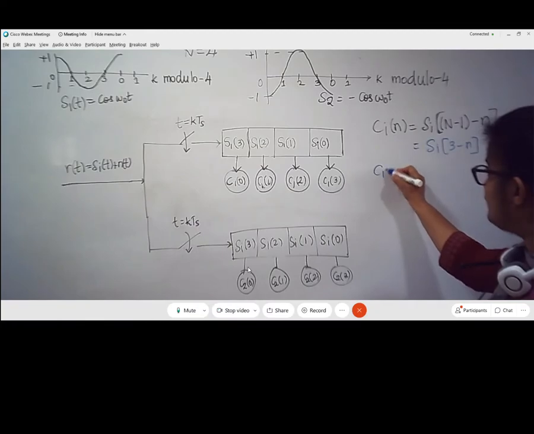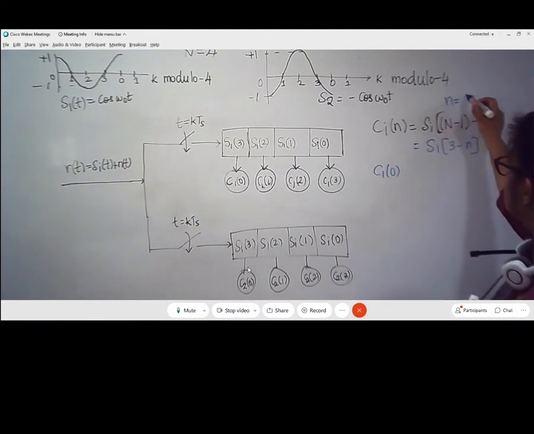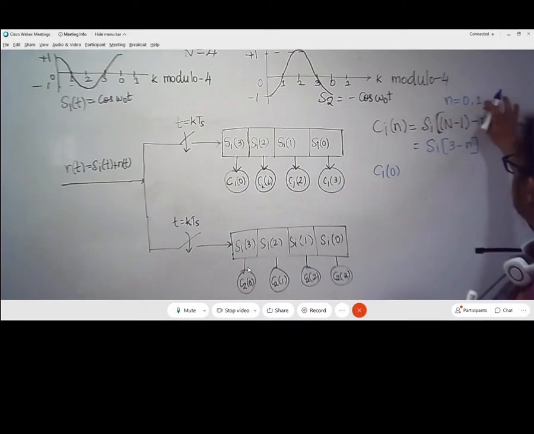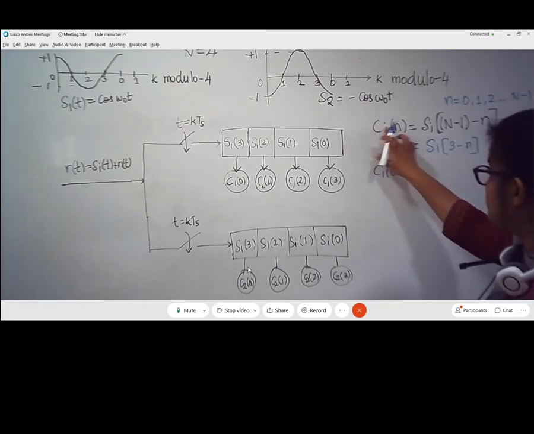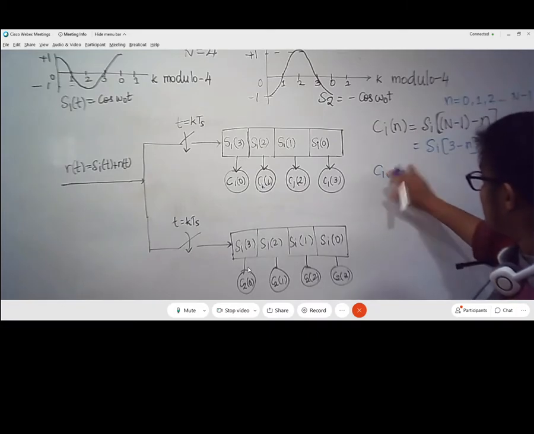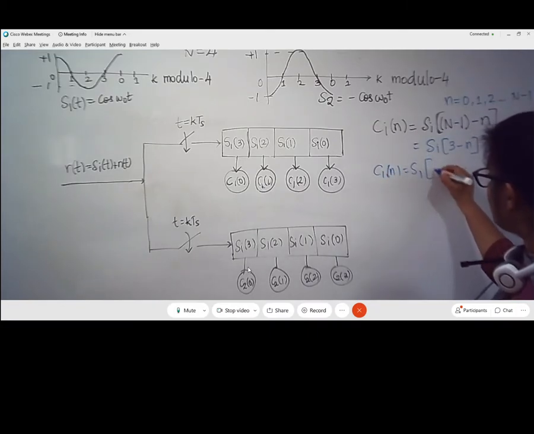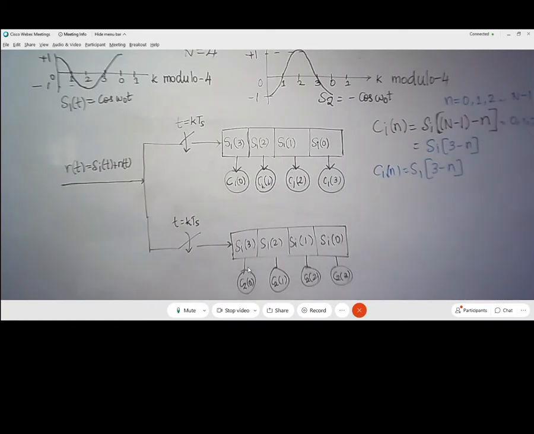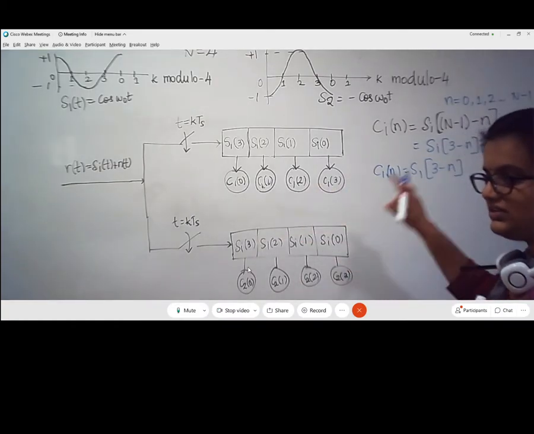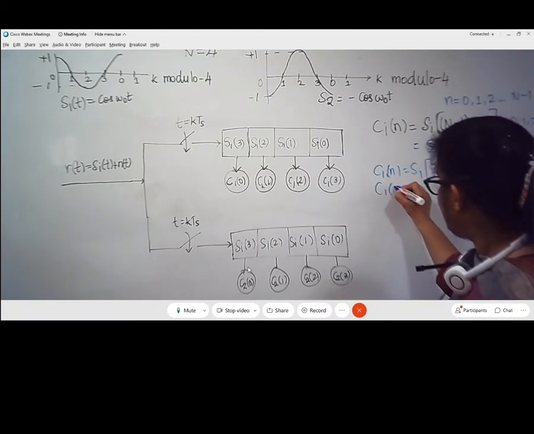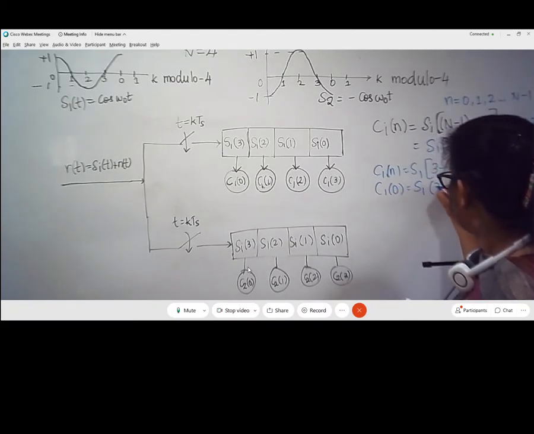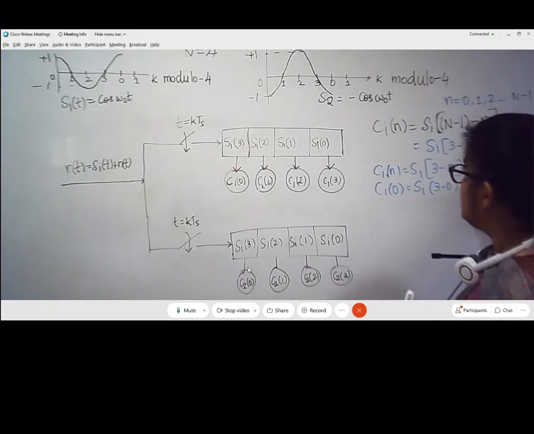Now I will give different values for n starting from 0. n will take any value from 0, 1 to N minus 1. So in our case, it will take values from 0, 1 to 3. It can only take 4 values. Now we observe here, for the first symbol S1, C1 of n is equal to S1 of 3 minus n. So we are now going to write the samples corresponding to the weights C1 of 0, C1 of 1, C1 of 2, C1 of 3. Let us try to write. C1 of 0 means S1 of 3 minus 0, which is equal to S1 of 3. Look at this waveform.